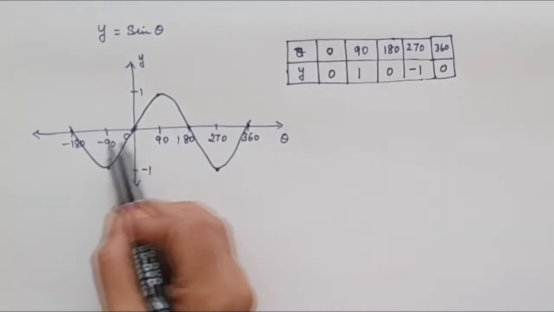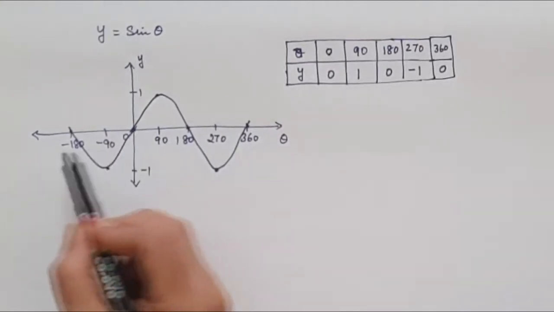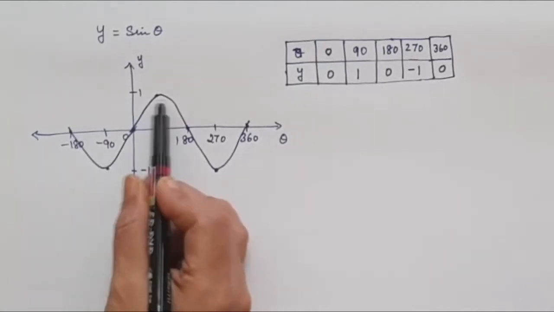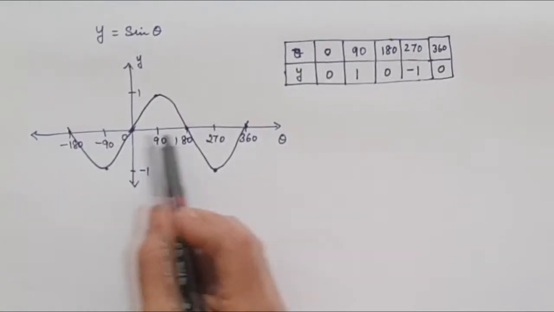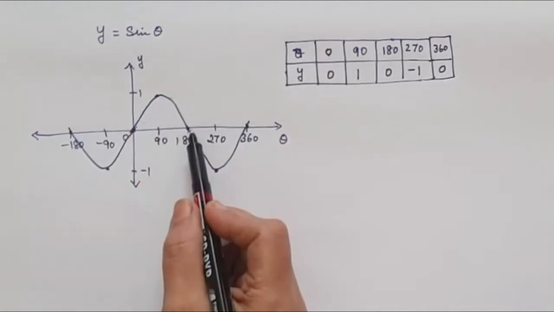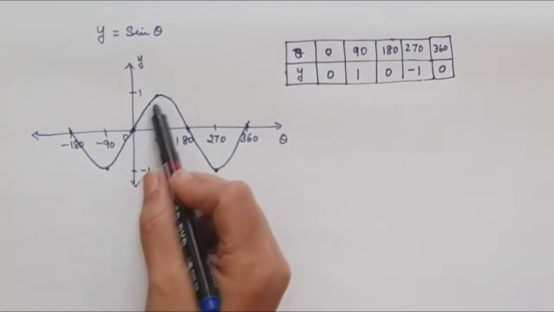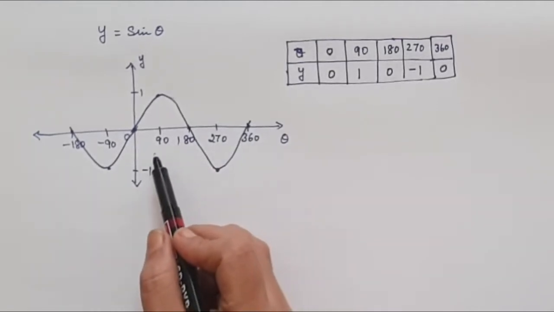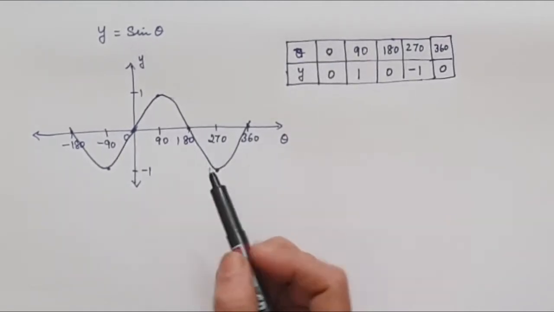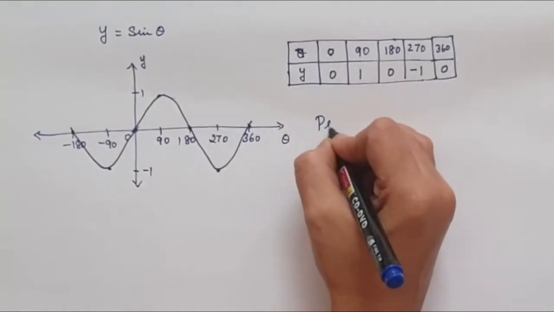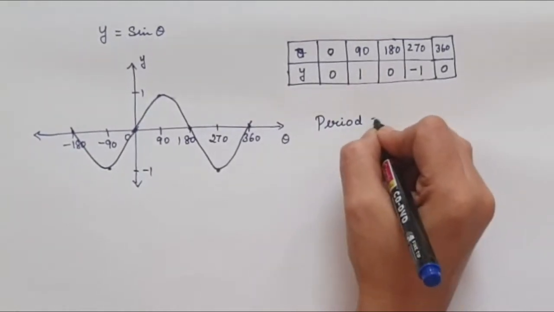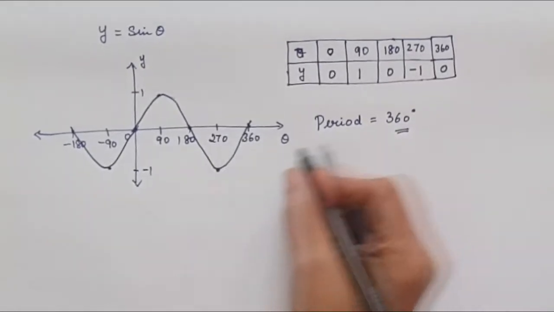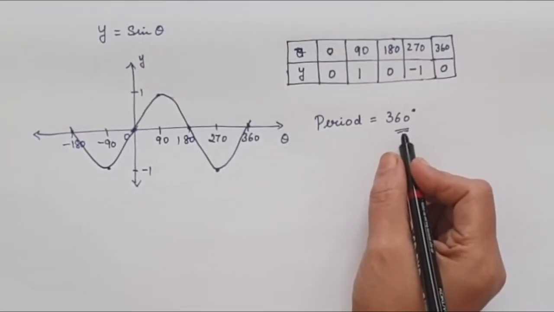Now, if you check our graph, the graph is repeated for every 360 degrees. See here, this is in the form of a wave. So minus 180 to 180 is one complete wave. Here 0 to 360 is also one complete wave. So we see that the graph is repeated for every 360 degrees. So we say the graph has a period of 360 degrees. So the sine curve has a period of 360 degrees.